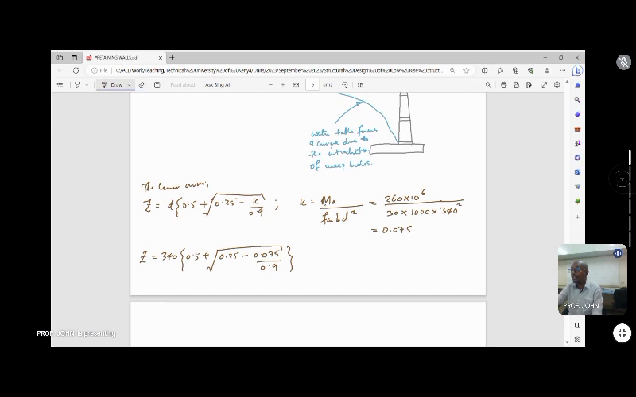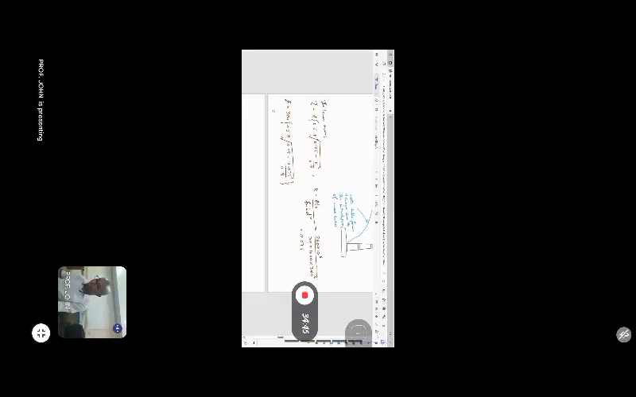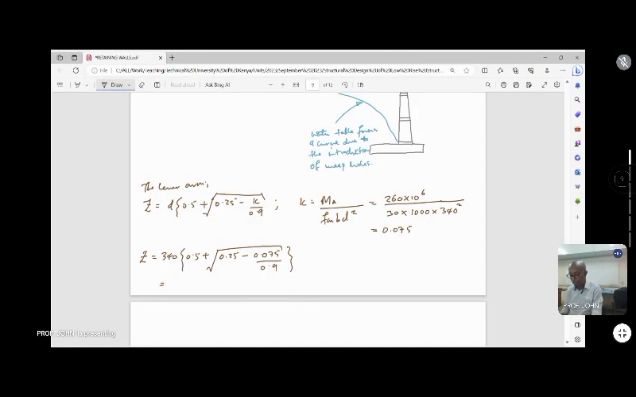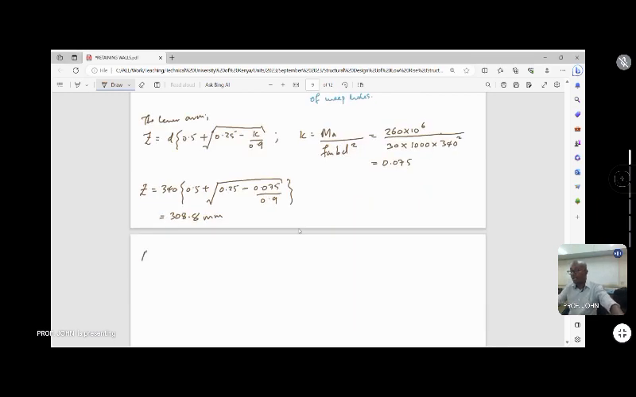To find the number, just shout it out. So, 0.075 ... 0.25 less that, the answer is 1.5 ... it's 340. I'm finding 308.8 millimeters as the lever arm. Please be checking these numbers so that we are sure we're getting correct numbers. So after that, therefore, we can now calculate the area of reinforcement that is required.